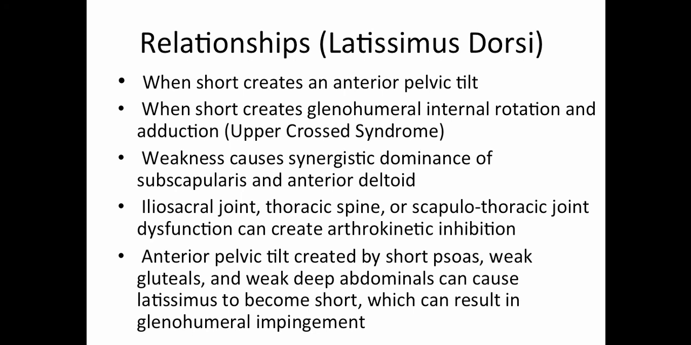A dysfunction of the latissimus dorsi can create arthrokinetic inhibition at the iliosacral joint, the thoracic spine, or the scapulothoracic joint. The anterior pelvic tilt created by a short psoas, weak gluteals, and weak deep abdominals can cause the latissimus dorsi to become short, which can then result in glenohumeral impingement.